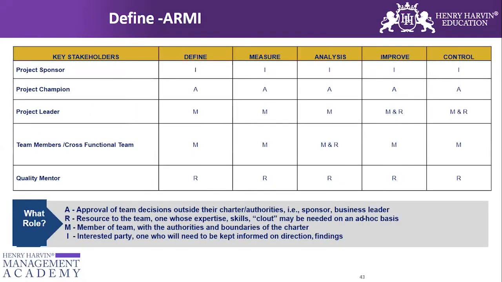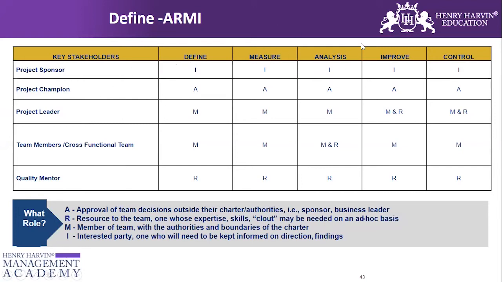Now I am just going to share a snapshot of how the ARMI tool looks. You see that the abbreviation of ARMI, which we just talked about, is mentioned here, and these are the key stakeholders during the project. We have the project sponsor, the project champion, the project leader, the team member, which is the cross-function team, and the quality mentor.